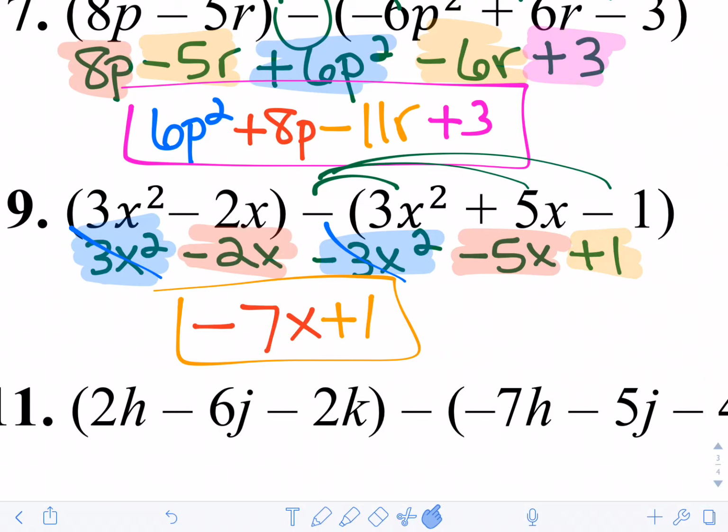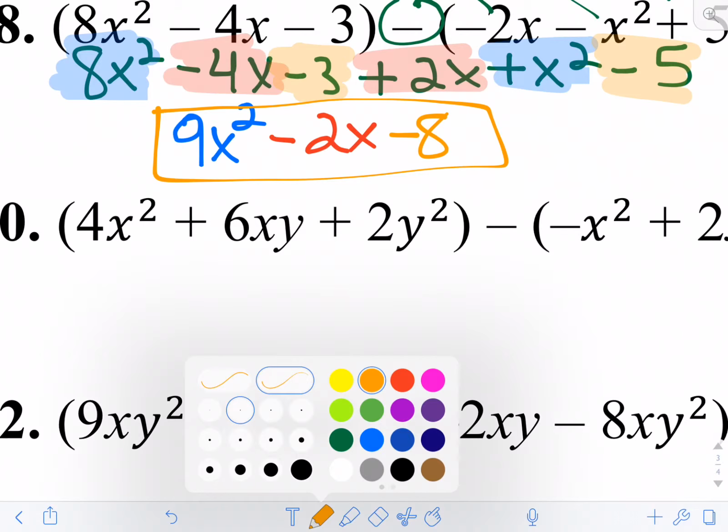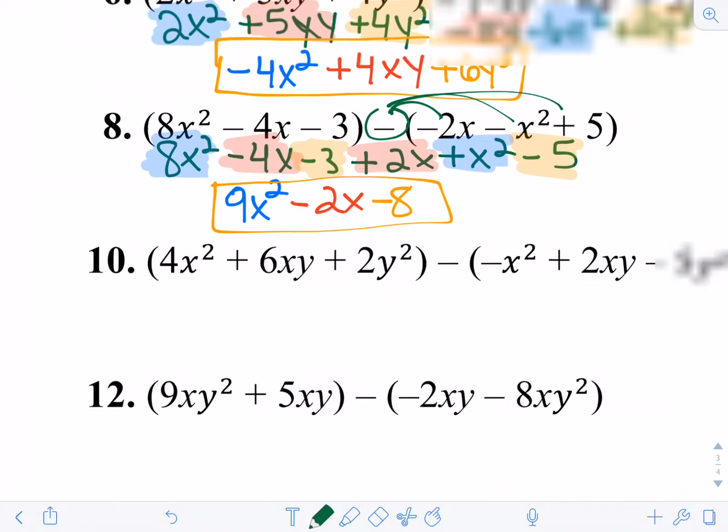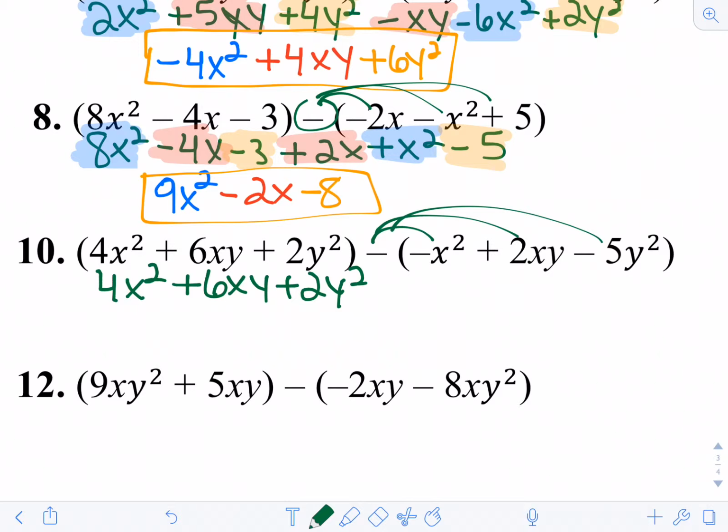Okay. And let's see, we're going over here to number 10. So again, number 10, we're going to distribute, let me make this a little smaller. There we go. We're going to distribute the negative to everything inside, and now we're going to rewrite. So 4x squared plus 6xy plus 2y squared plus x squared minus 2xy plus 5y squared.